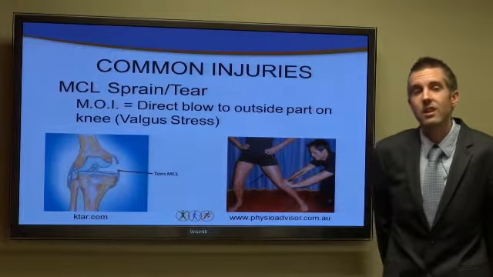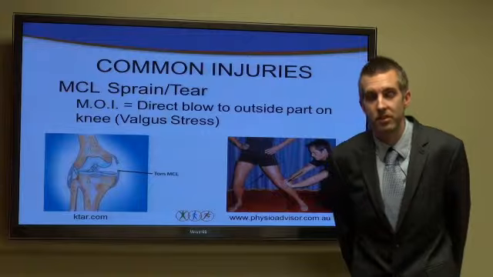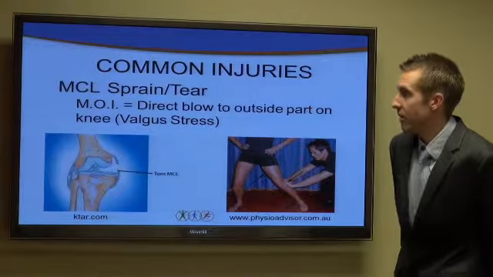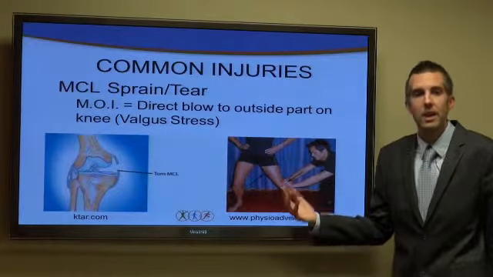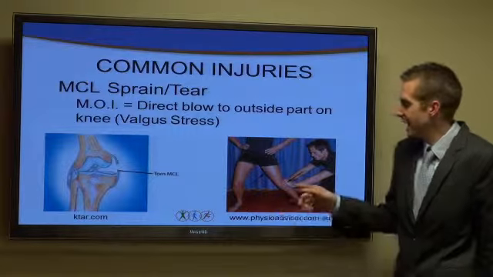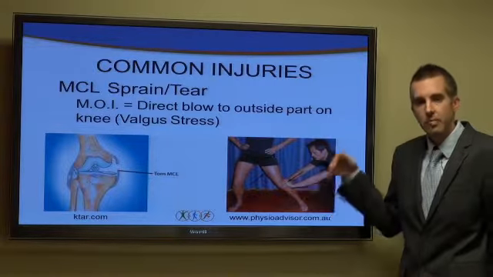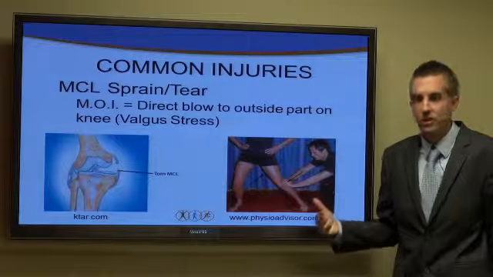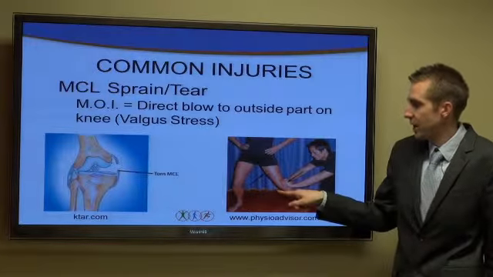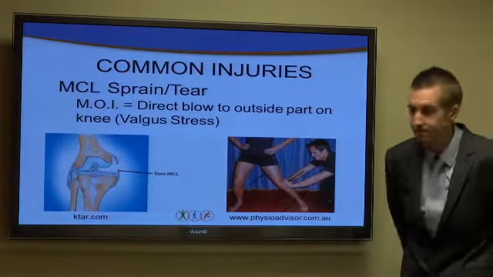The MCL is another common ligament that basketball players suffer injury from. And with this, again, you come down for a rebound, an opponent trips or falls over you, and they land on the outside of your knee, putting what we call a valgus stress, and that puts a strain on the inside part of the knee.